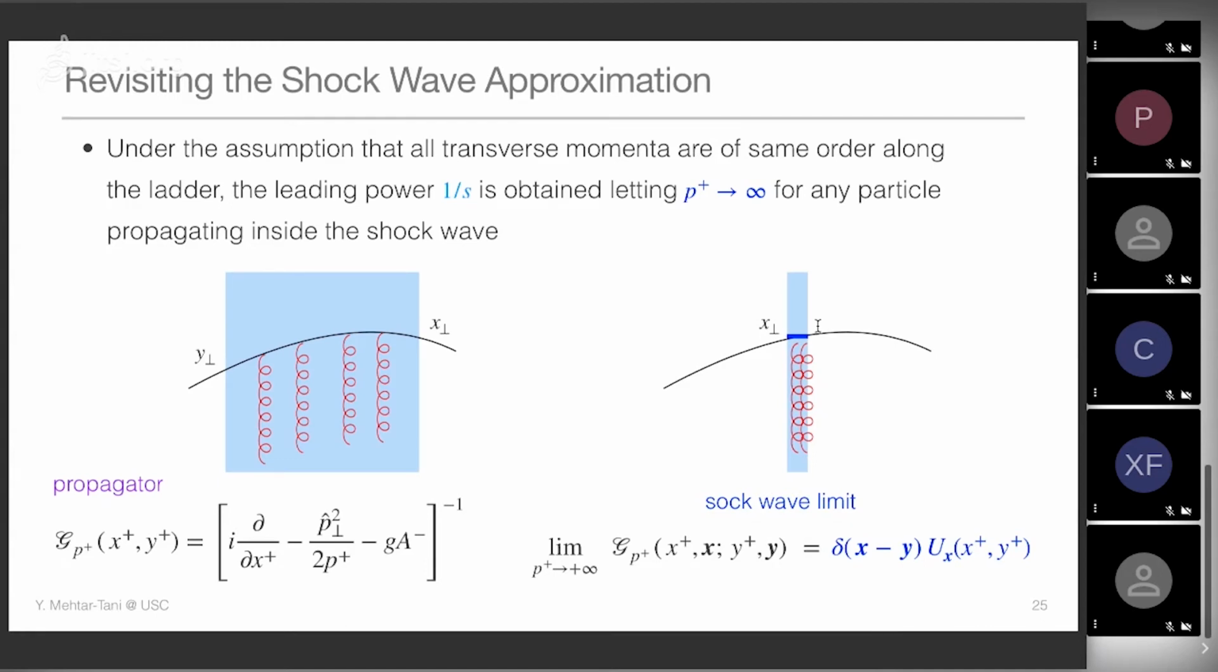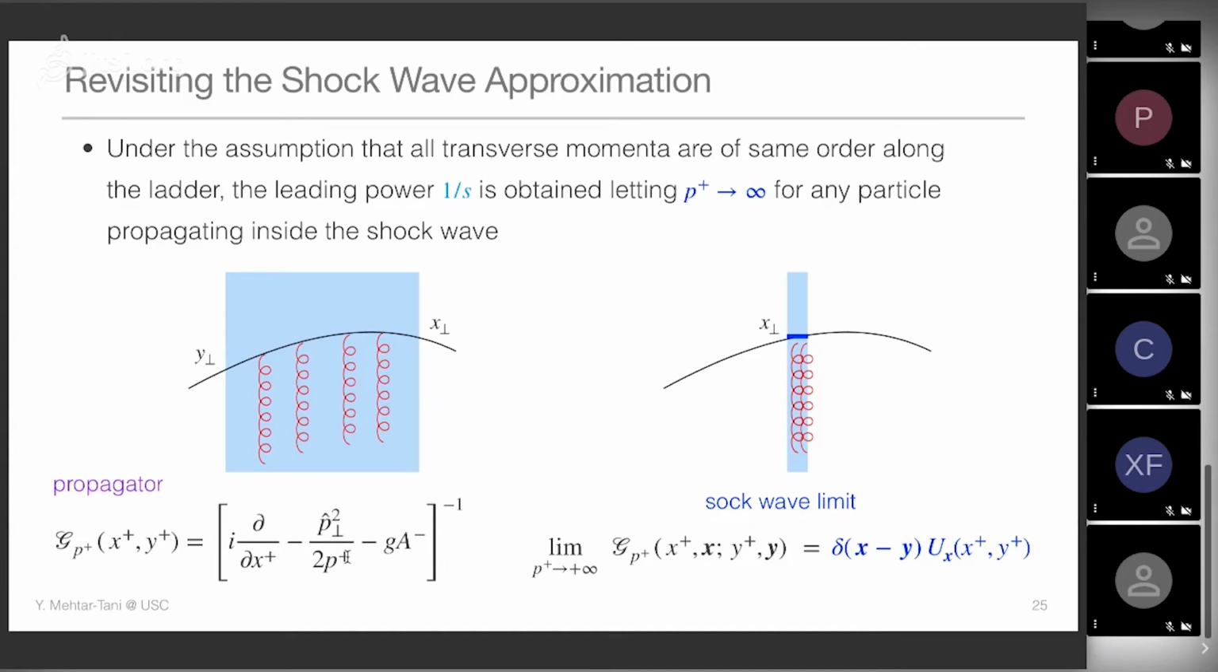What we do in practice in this shock wave approximation, we take the propagator here, and then we say, well, the propagator can be described by basically this Schrödinger type equation. So this is the kinetic term, which accounts for the quantum diffusion in transverse space. And then you have the interaction with the field. So what do you do? Well, you say P plus goes to infinity, regardless of any value of the transverse momentum here, P plus being somehow related to 1 over square root of S.